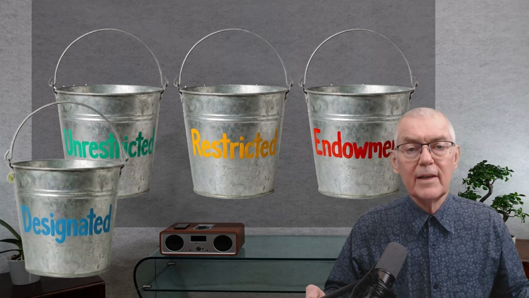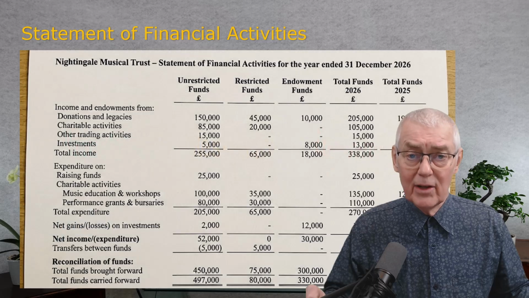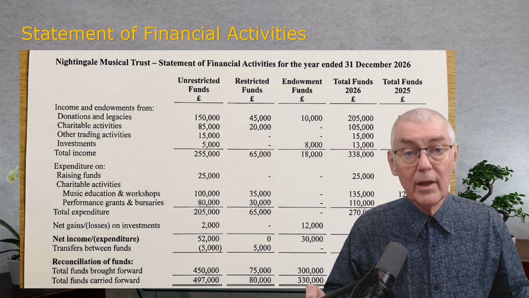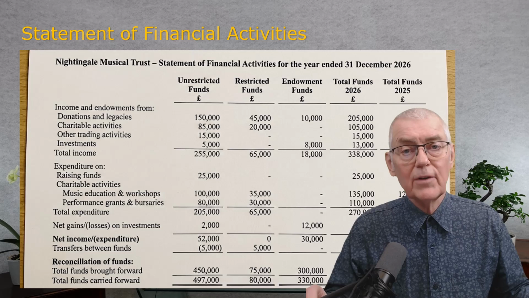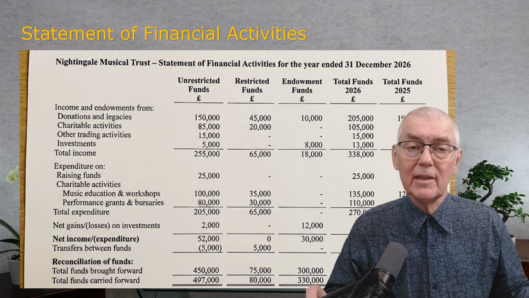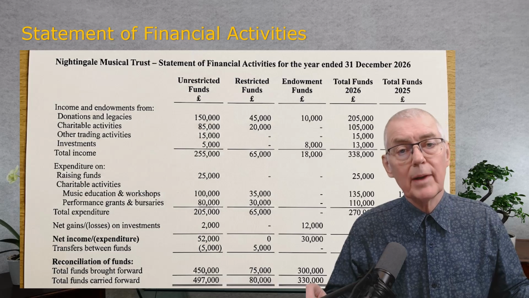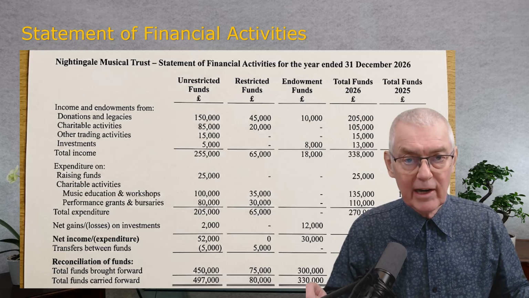All of this feeds into the statement of financial activities, affectionately known as the SOFA. Unlike a commercial profit and loss account, the SOFA is split into columns representing these funds. All charities with income greater than £250,000 must comply with the SORP, and producing the SOFA is the element that many newcomers to charities find the most challenging.